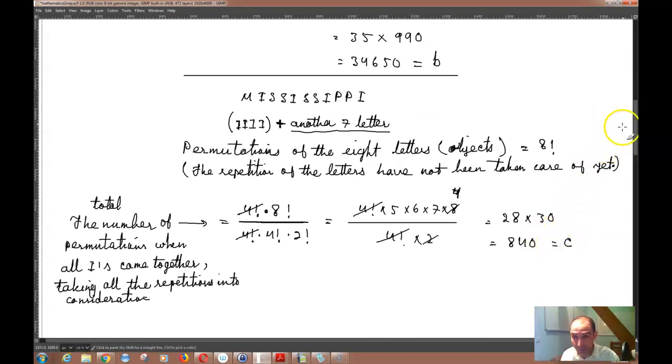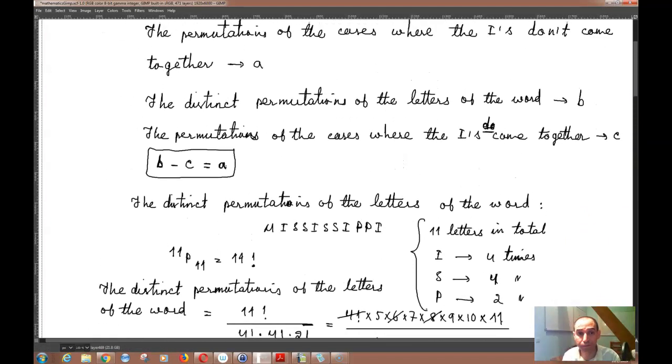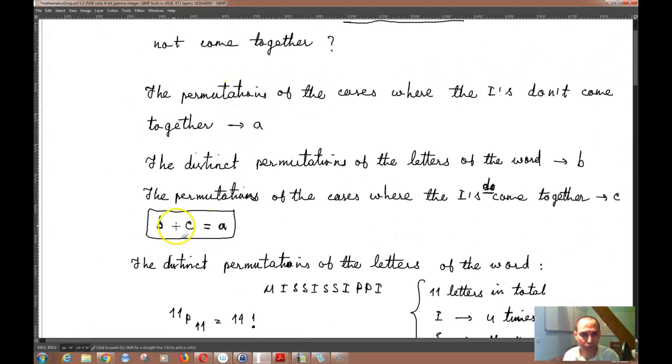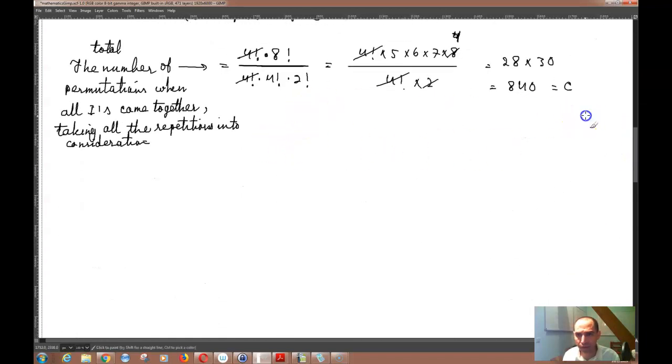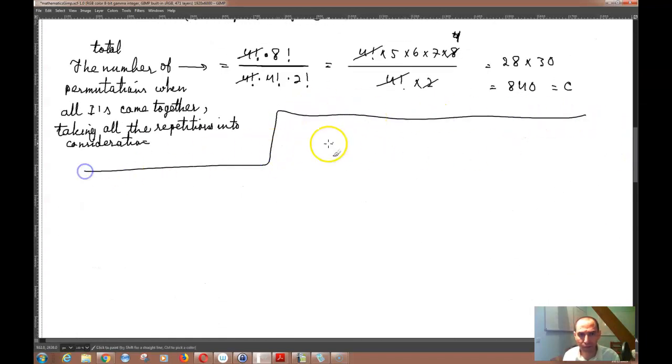So over here we said that A is equal to B minus C.